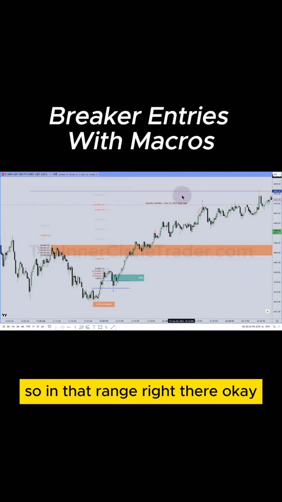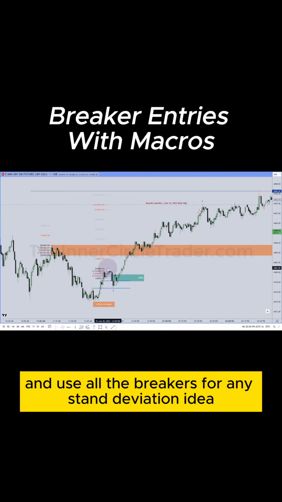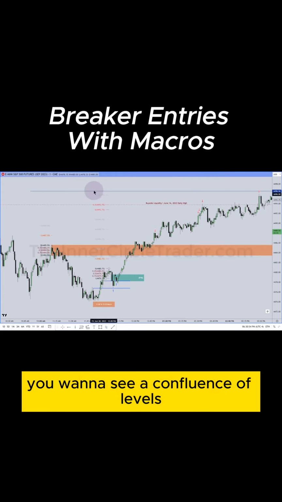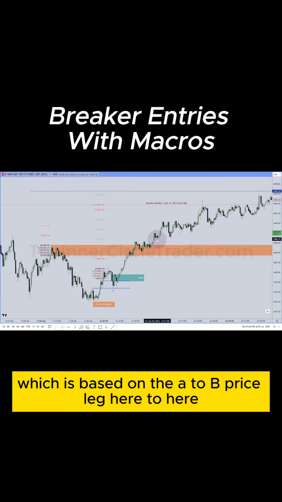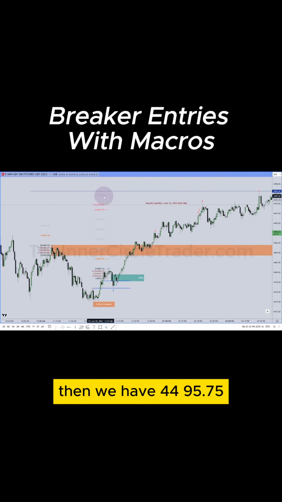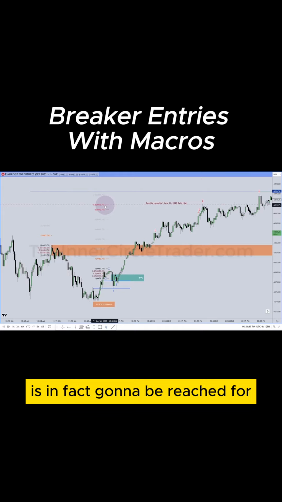So in that range right there, okay, if we take that range and use all the breakers or any standard deviation idea or approach to look for targeting, you want to see a confluence of levels anywhere in that range. So if we anticipate 4496.50, which is based on that A to B price leg here to here, that's where we got that from. So we have that level, then we have 4495.75, and in one, qualifying and confirming that the high on the 16th of June 2023 is in fact going to be reached for.